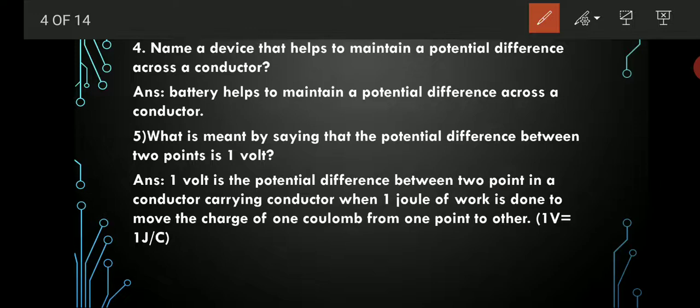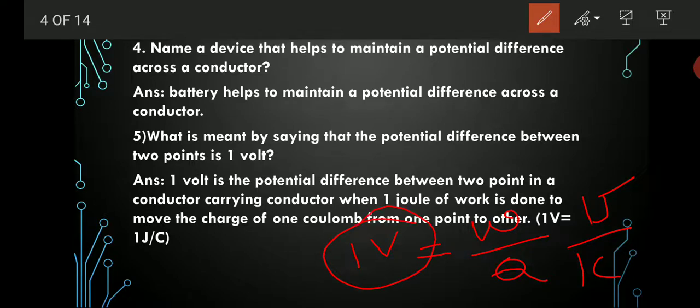Okay, and it is denoted by the letter V. So the potential difference across the conductor is nothing but the work done to move a charge in the conductor. Now, when the work done becomes 1 joule and the charge becomes 1 coulomb, that time the voltage also becomes 1 volt.